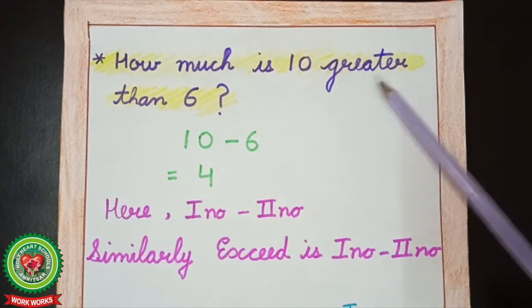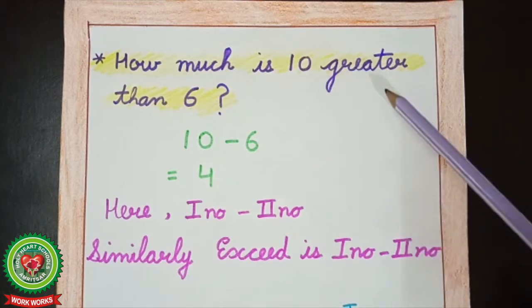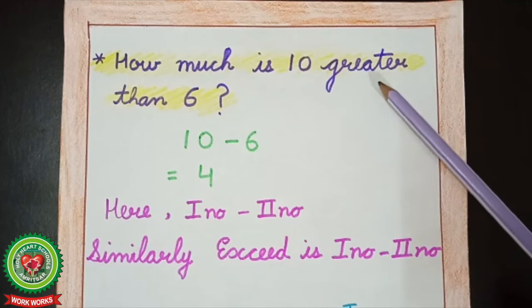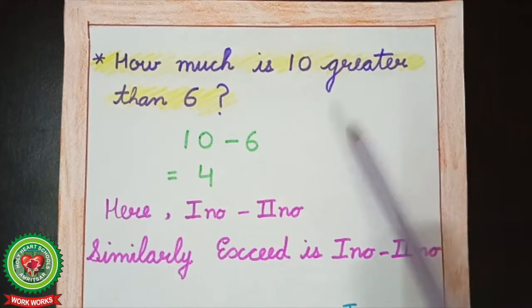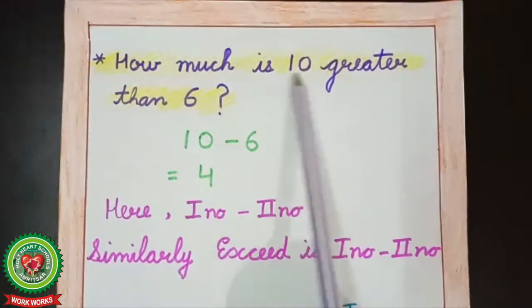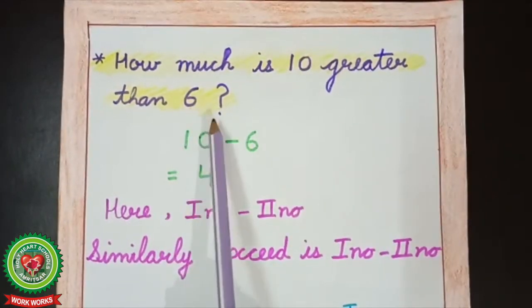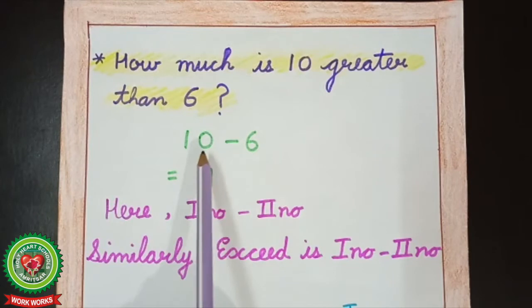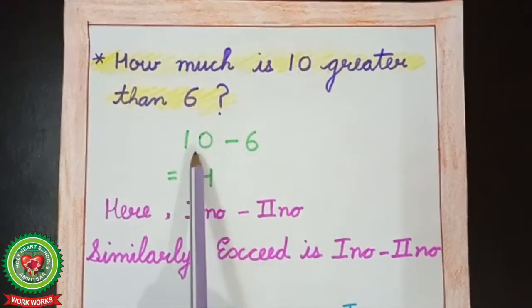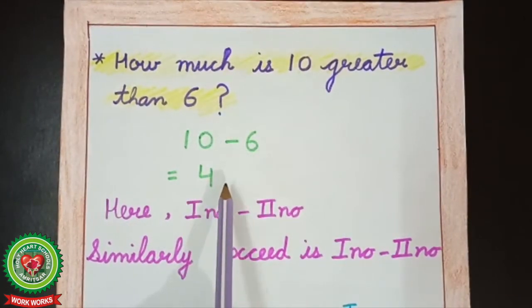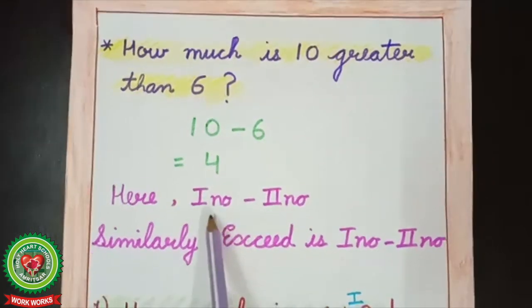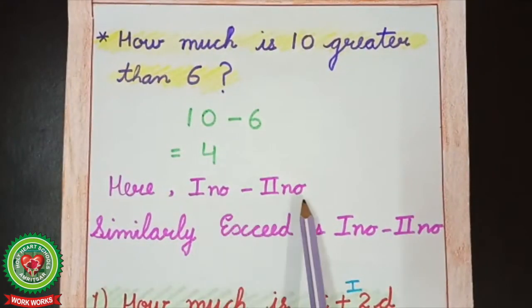Before starting today's topic, I'll just quickly ask you a simple question: how much is 10 greater than 6? If I ask you this question, your answer will be very quick, that is 4. Now, how will you get the answer 4? You are given the first number 10 and the second number 6, and you are just subtracting them, right? So after subtracting them, you will get 10 minus 6 is equal to 4. So you are using this pattern, that is first number minus second number.